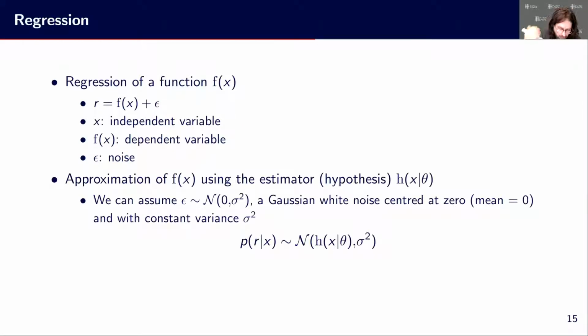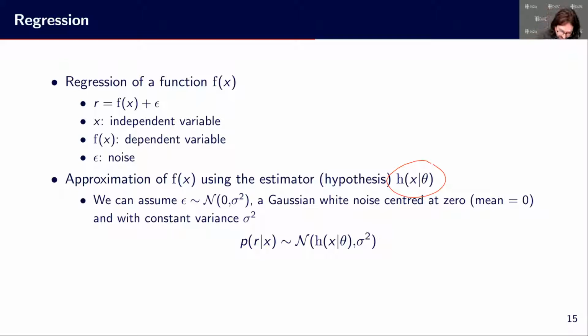So we want to approximate f of x using some hypothesis, which is h of x given theta. We are using about the same kind of approach that we had so far with classification, but in terms of regression. So we still have a function h with some parameters, and we try to estimate the values of these parameters that fit the predictions well. But now the predictions are not classes, they are real values.